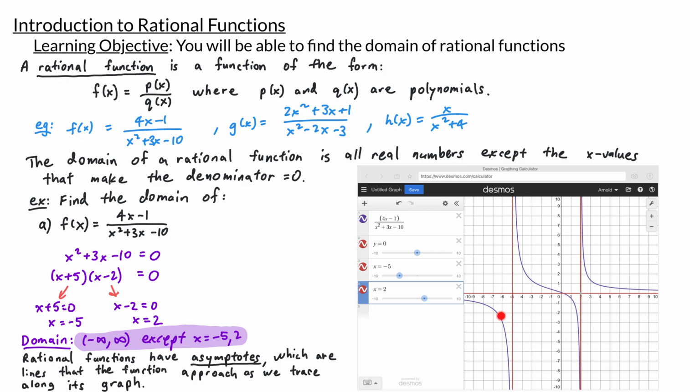Again, we see that as we trace our graph towards -5, our graph gets closer and closer to that vertical line. Same thing at x equals 2. As we trace our graph towards x equals 2, our graph gets closer and closer to that vertical line. One thing that you might observe is that these vertical lines, x equals -5 and x equals 2, are exactly the x values that make the denominator equal to 0. We'll get more into how we find these asymptotes in our future videos. So again, rational functions have these things called asymptotes, which are lines that the function gets closer and closer to as we trace along its graph. Let's now look at some more examples.